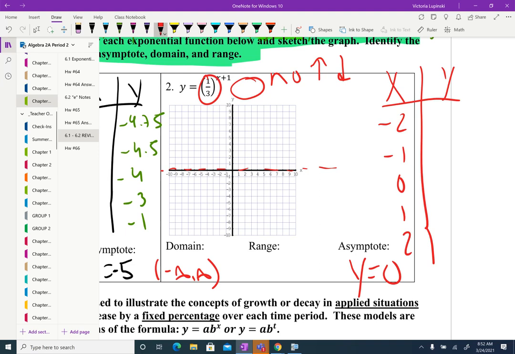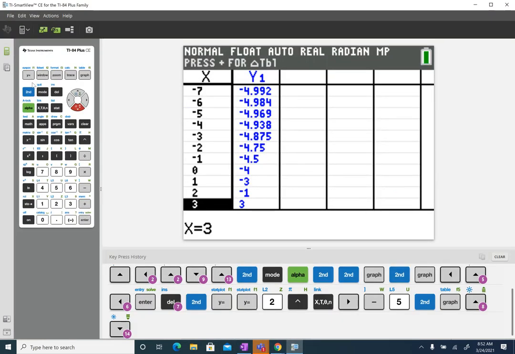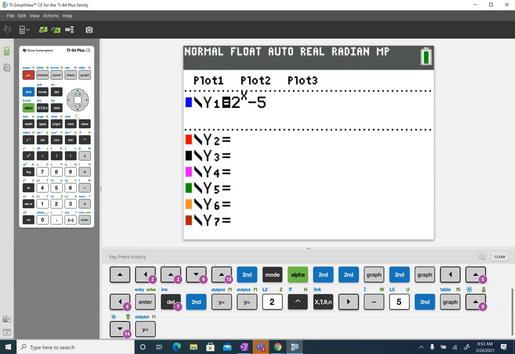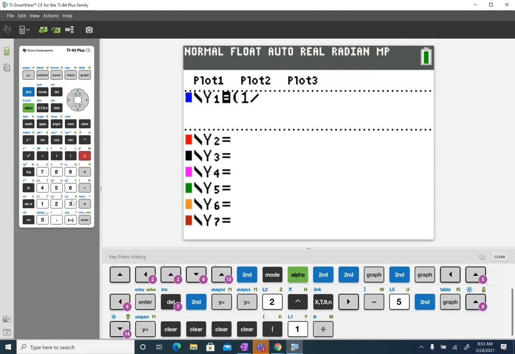If you look at this 1/3, this should be a decay function. So the points that you pick, they should be decaying. If you want to know what those values are specifically, pull up your graphing utility, go to the y equals, clear the old problem, and type in the new problem. So in parentheses, I'm going to put 1/3. Then up in the exponent, I'm going to put x plus 1.